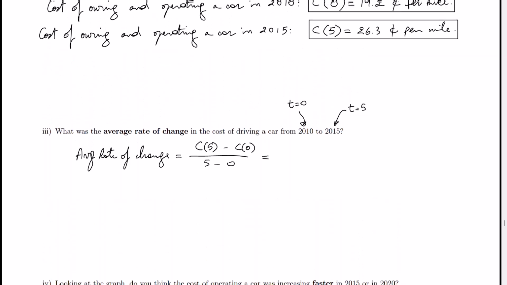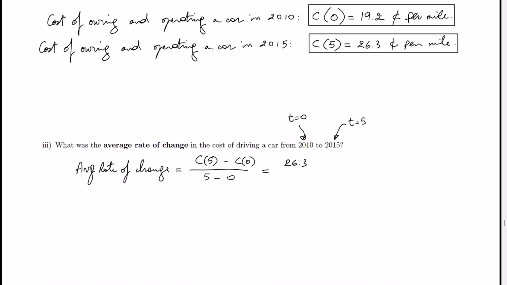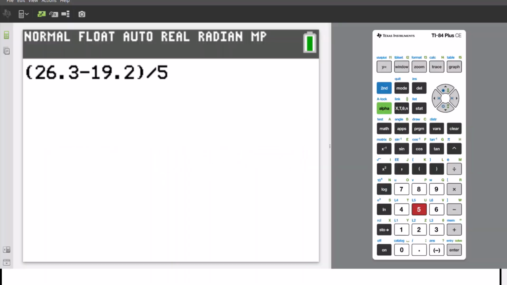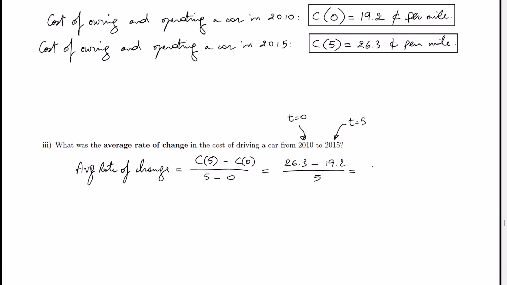And we have found all these numbers, by the way, so I just have to copy them. The first one is 26.3, then subtract 19.2, and divide it all by 5, because 5 minus 0 is just 5. And what's the answer? Putting it in the calculator, just be careful because you'll need parentheses around the numerator, but my answer is 1.42. So I'm going to write 1.42, and the unit, if you care, is cents per mile, and the denominator here represents years, so this is per year. It's a weird, funky looking unit, but the bottom line is the number is 1.42.